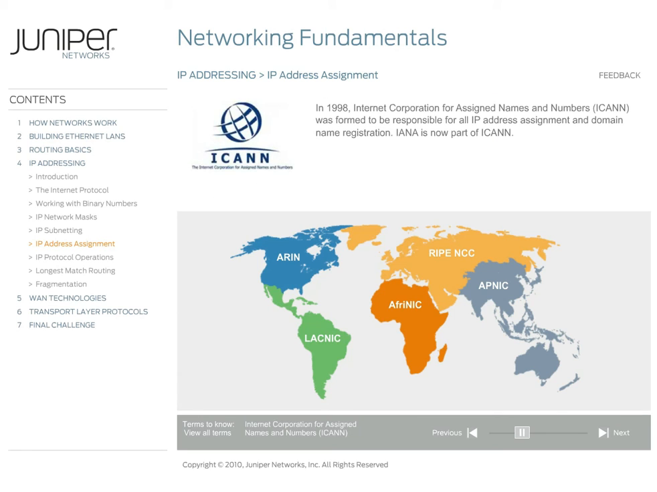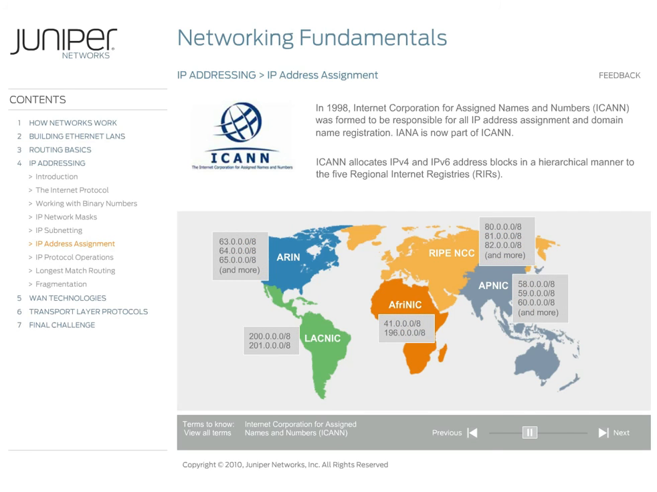Finally, in 1998, the Internet Corporation for Assigned Names and Numbers, or ICANN, was formed to be responsible for all IP address assignment and domain name registration. This nonprofit public benefit corporation assumed control of IANA and now coordinates the allocation and assignment of IP addresses and domain names. ICANN allocates IPv4 and IPv6 address blocks in a hierarchical manner to the 5 RIRs.